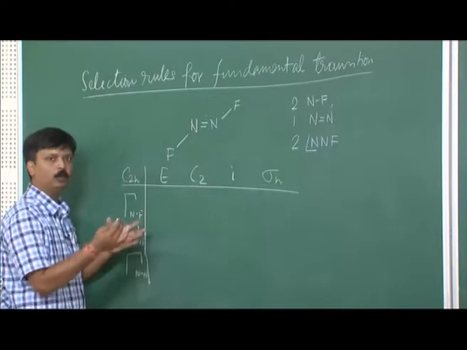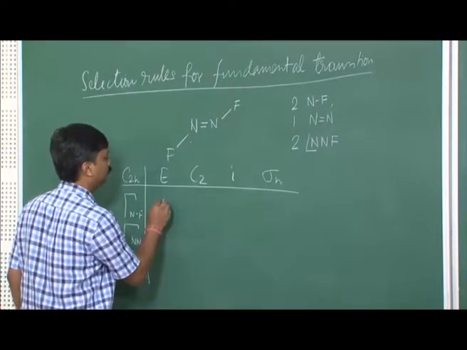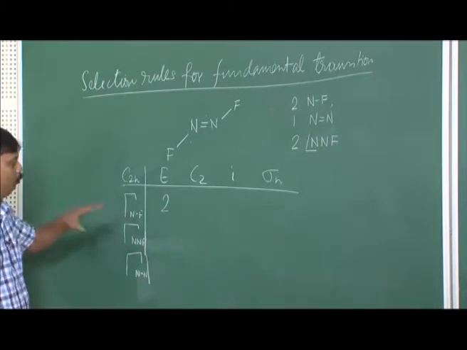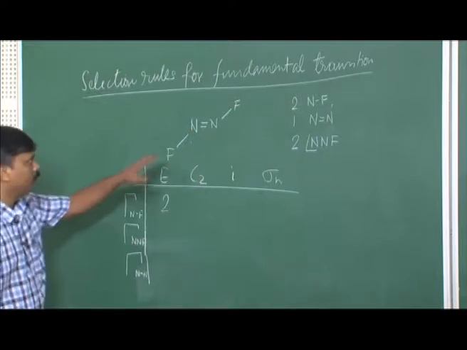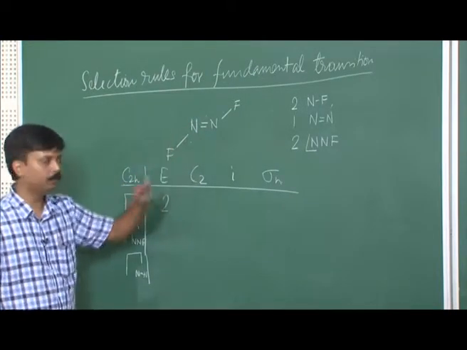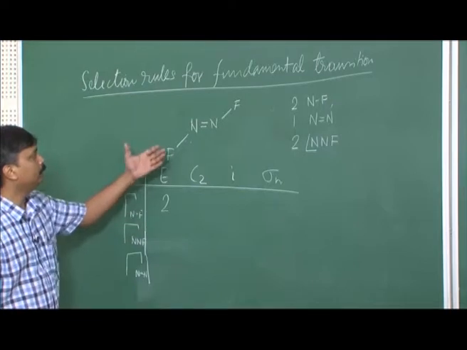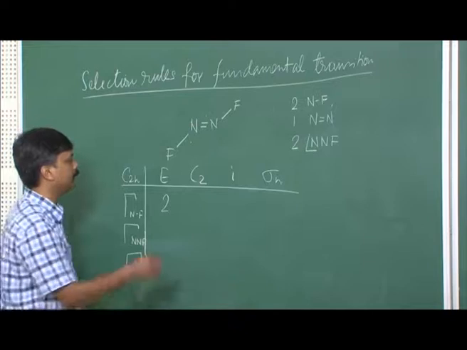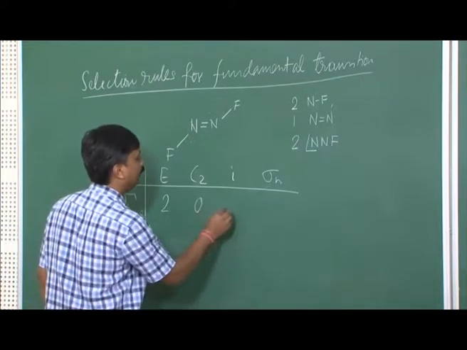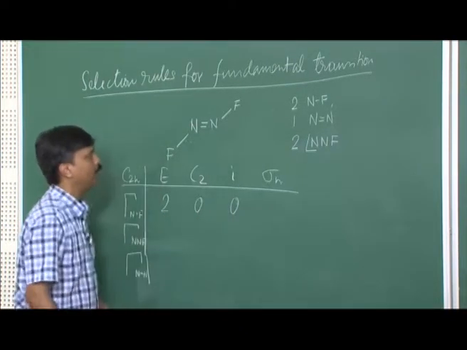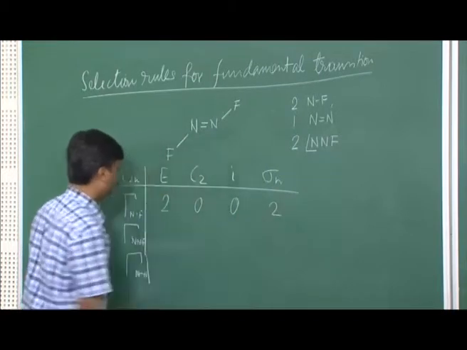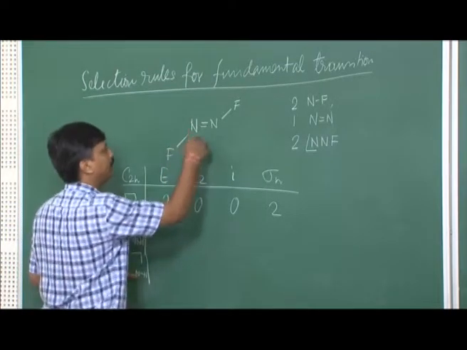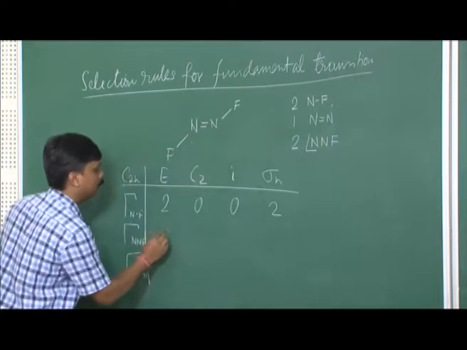E will not do anything, so my 2 basis functions will give me a character of 2. If I do C2 here, this N and F are getting interchanged, so I get nothing here. Same is true for i, and sigma h I get 2. Now if I look at the angle, it has the same fate. These are the 2 angles that I am getting.